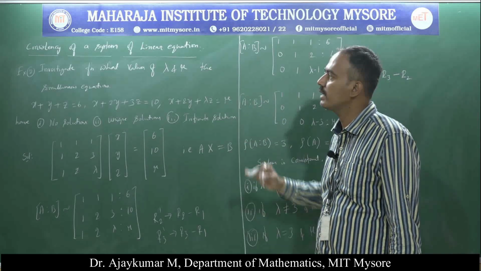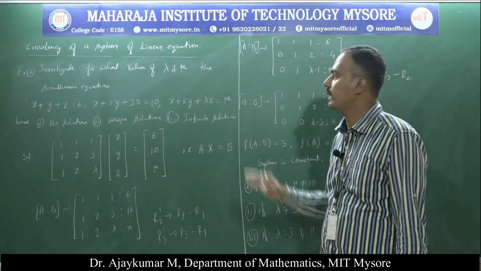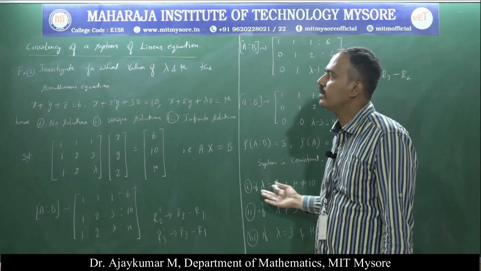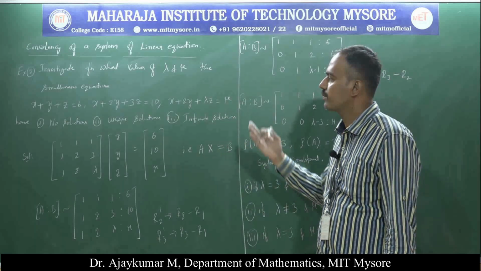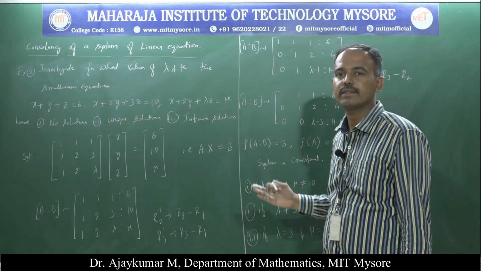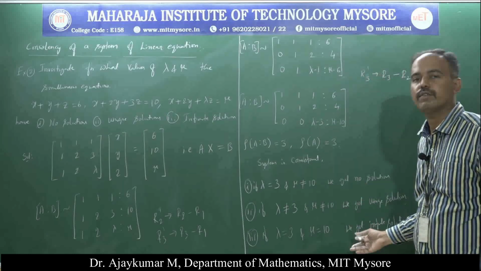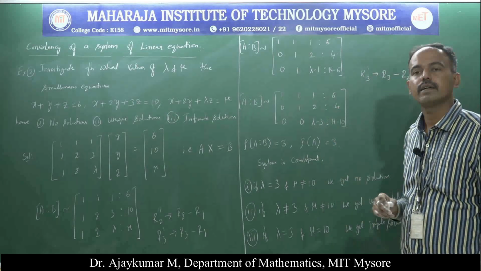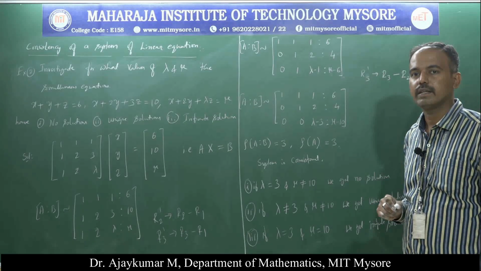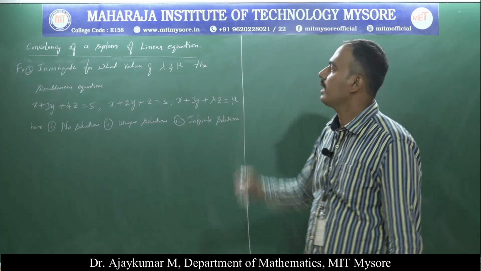Now we can investigate for what values of lambda and mu the given system of equations gets no solutions, unique solutions, or infinite solutions, in the particular form here. Okay, now that will be the important thing here. Okay, next we can discuss another example here.